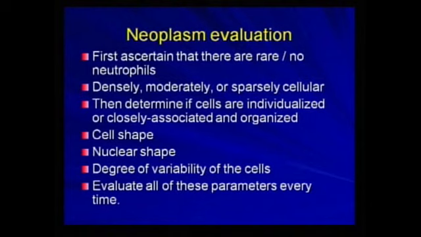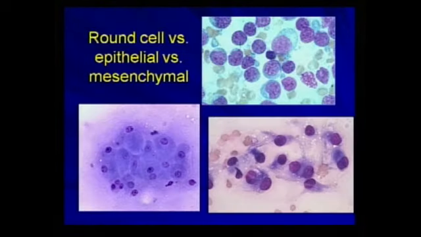And then we're going to look at how the cells are arranged. Are they individualized? Are they in groups? Okay? We like to look at the cell shape, the nuclear shape, how the cells vary, including the amount of cytoplasm, the size of the nucleus, and follow that with the presence or absence of any of the criteria of malignancy. All of these should be evaluated each time you look at a neoplasm.